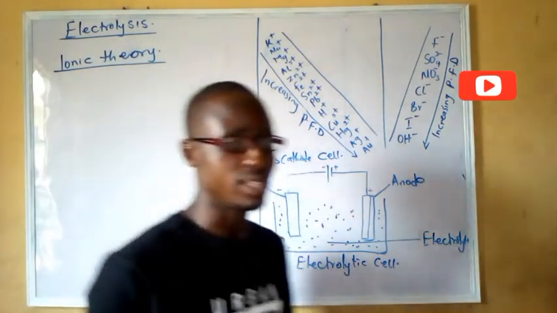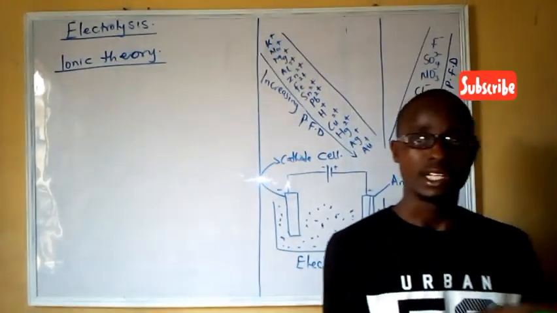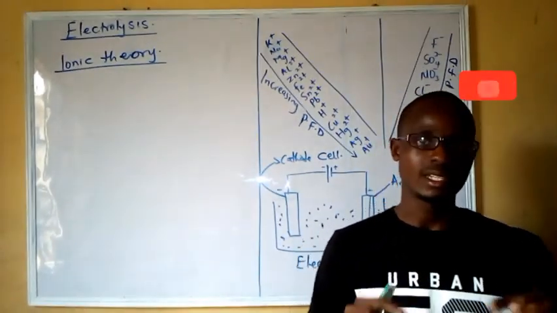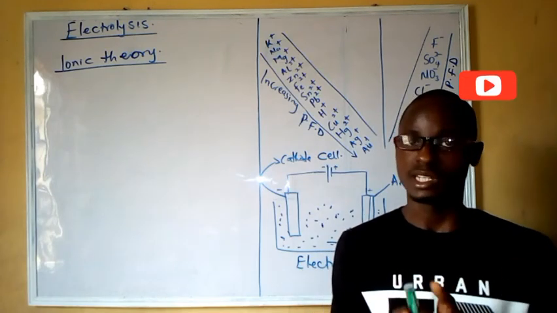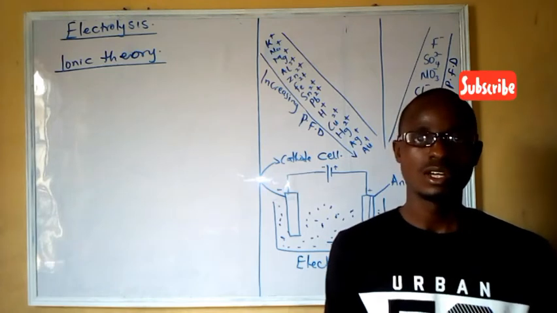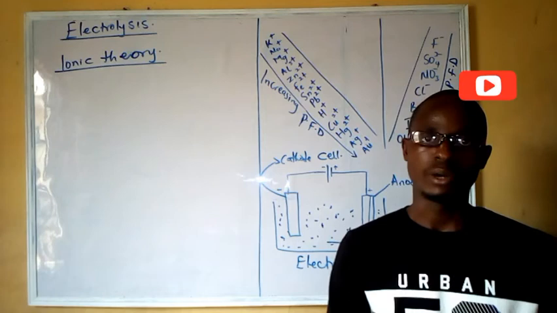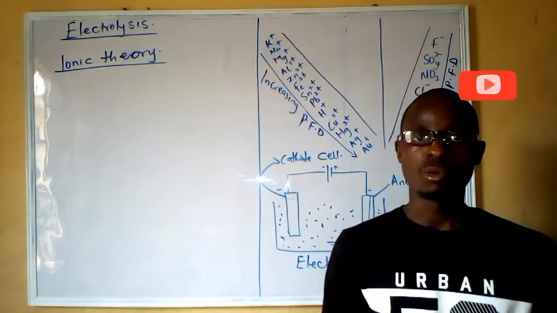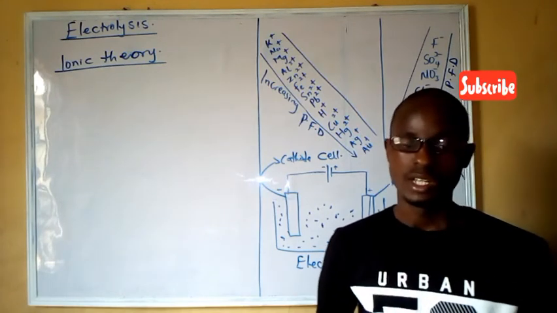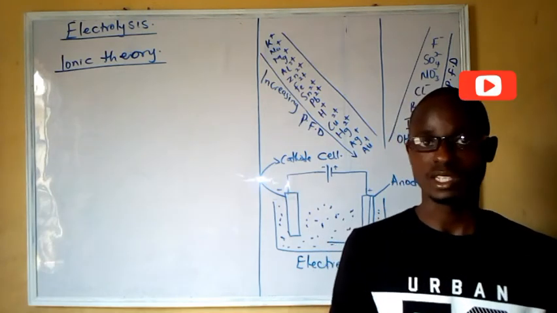Ionic theory explains that for an electrolyte not to conduct electricity in the solid state, it shows that the particles, which are the ions present in that substance, are held together by electrostatic force. This force prevents their free movement in the solid state, so they are unable to conduct electricity. But once they are dissolved or molten, the electrostatic force between them is lost and they gain free movement in solution.